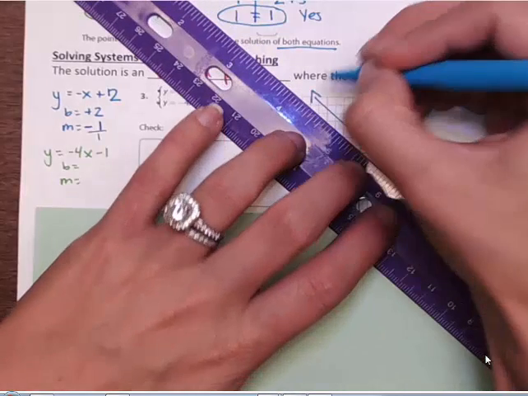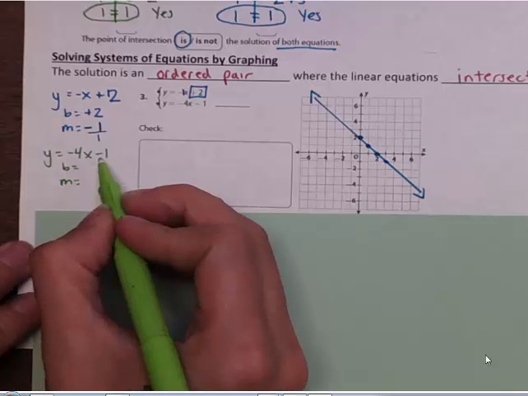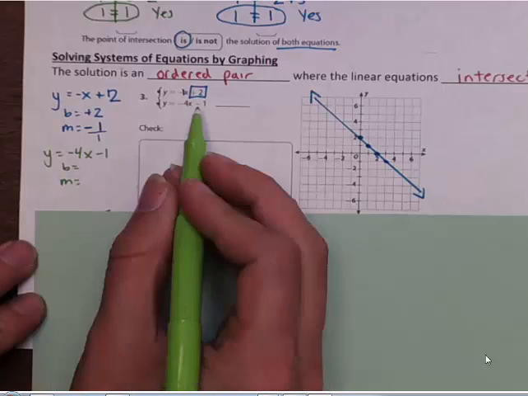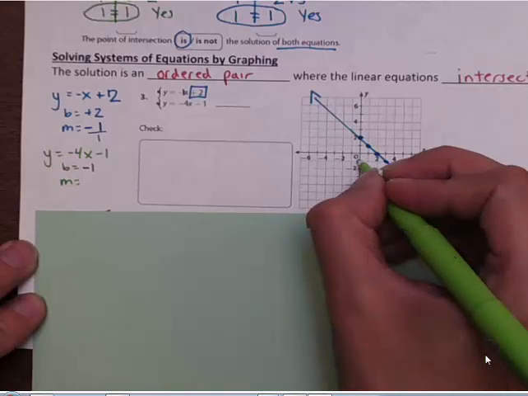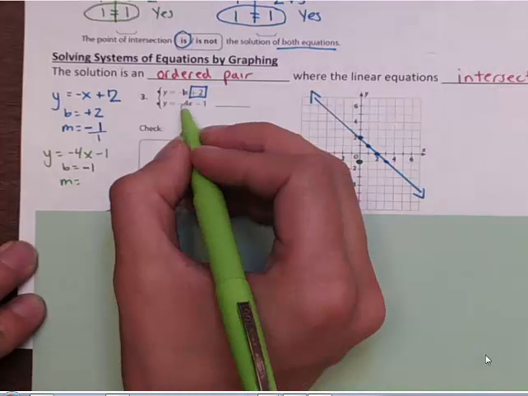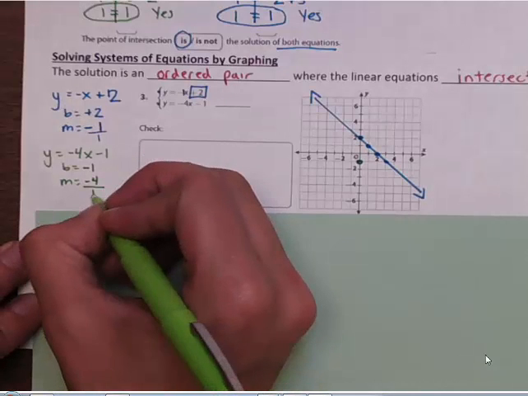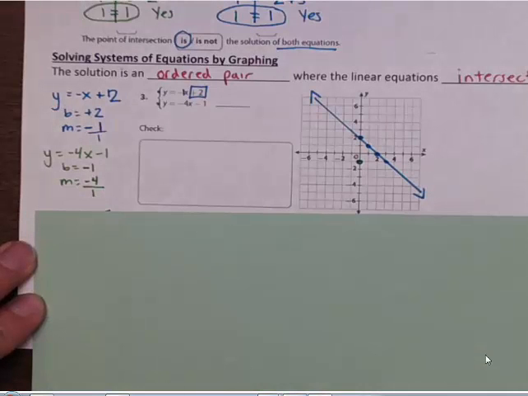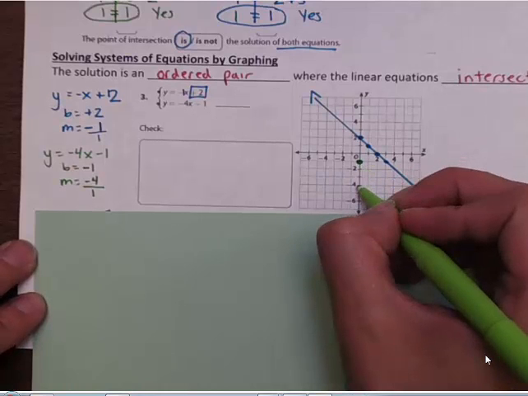Okay, my next equation in this system is going to be y is equal to negative 4x minus 1. My y-intercept here is negative 1, so I'm going to plot that point at negative 1. And my slope is negative 4, and I'm going to make it a fraction so I do my rise over run a little bit easier, over 1. So negative 4 over 1. So from my y-intercept, I'm going to go down 4, 1, 2, 3, 4, over to the right 1.